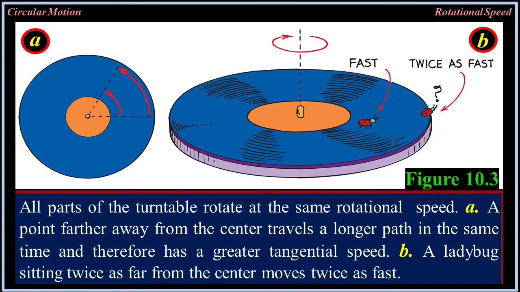A point farther away from the center travels a longer path in the same time and therefore has a greater tangential speed. B. A ladybug sitting twice as far from the center moves twice as fast.